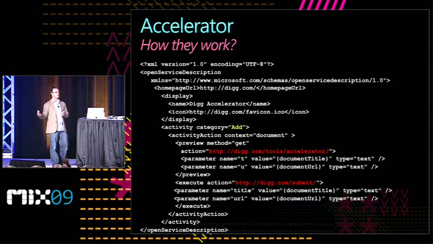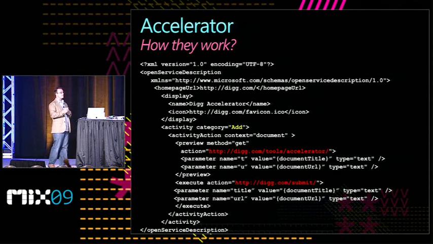The second part of this activity node is pointing to the action that gets executed when I'm actually loading up the accelerator. Now, a couple things need to happen. One, when we load up the accelerator, we need to pull some content out of the page. So we've got a series of different named elements that we can access. In this example, I'm pulling up document title and document URL.